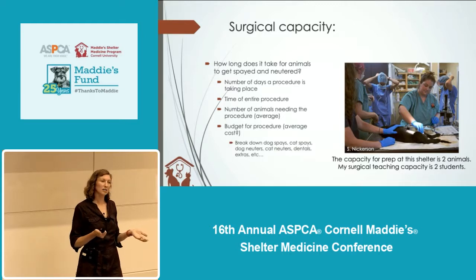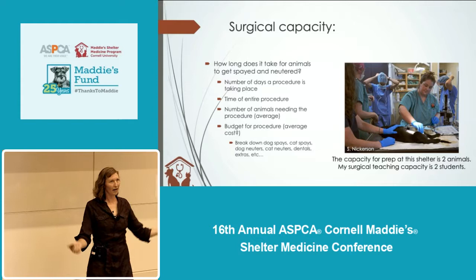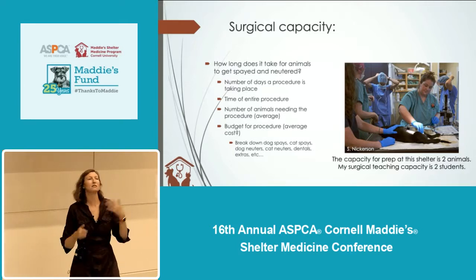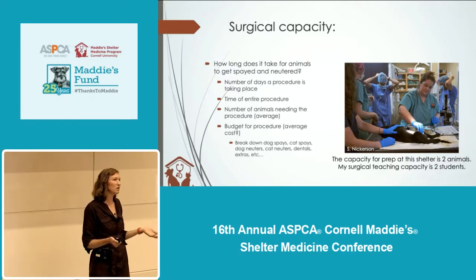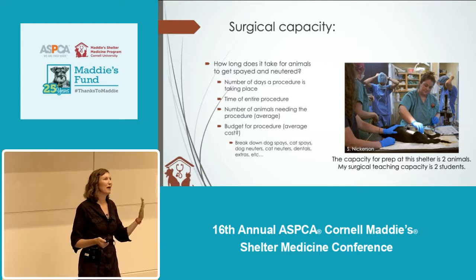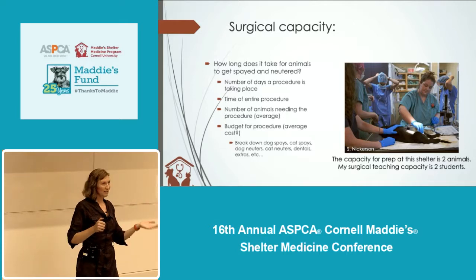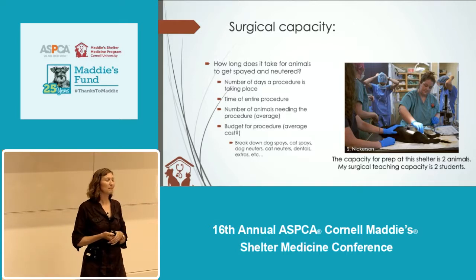And how much does it cost? So you want to break down how much it costs for dog spays based on your average per year, how many cat spays based on your average per year, and that can give you a good idea of what your surgical budget needs to be. Remember, you have to pay for staff. You have to pay for their time. You have to pay for overhead. You have to pay for the drugs. You have to pay for the DEA license, all of those things, right? That should be in your budget.